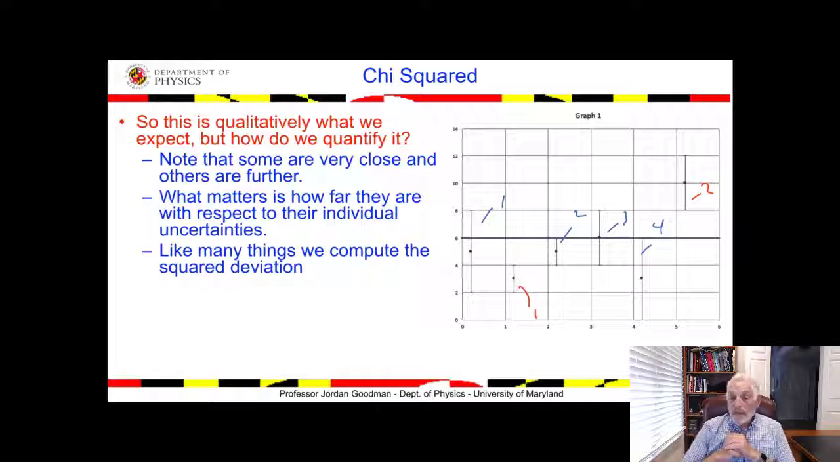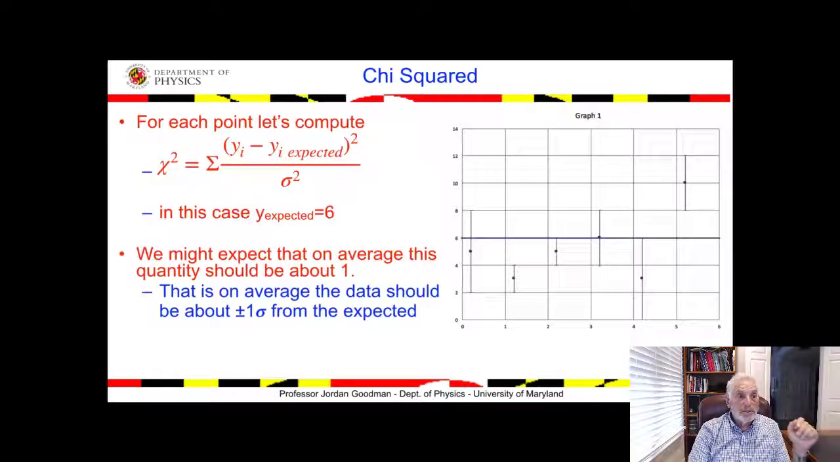Notice some of these are much further than 1 standard deviation away, and some of them are much less. So what we'd like to do is compute how far each of these points is, with respect to their uncertainty, from the value we're trying to test. And like many things, we don't care about the sign of that, we'll just test the square of that quantity. So let's introduce the quantity chi-squared. It looks like a complicated formula, but it's not really, and you'll get used to using it.